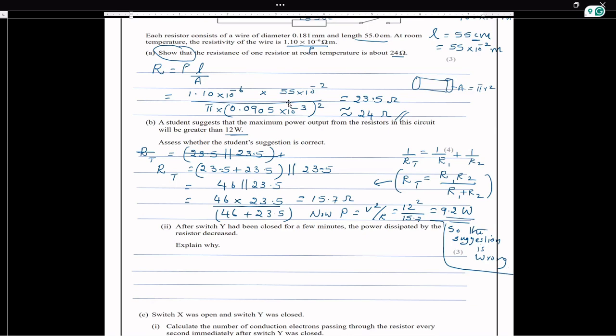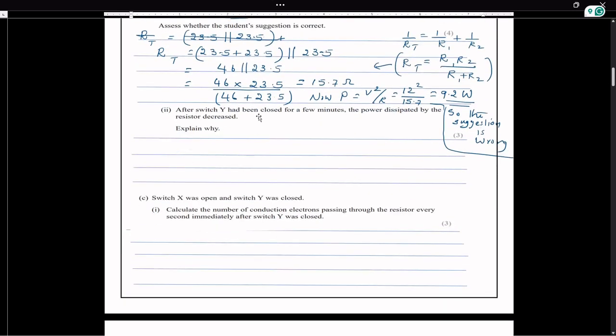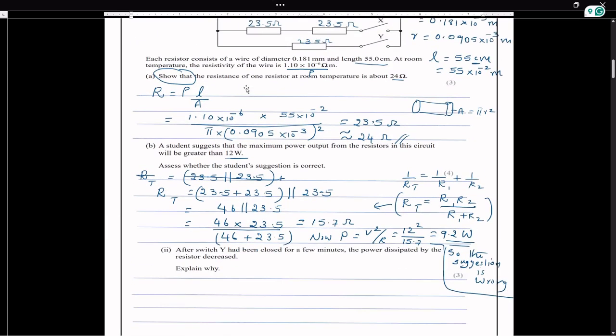Okay. Now let's move on to the next part of the question. After switch Y had been closed for a few minutes, the power dissipated by the resistor decreased. Explain why. It says that after switch Y had been closed for a few minutes, the power dissipated by the resistor decreases.